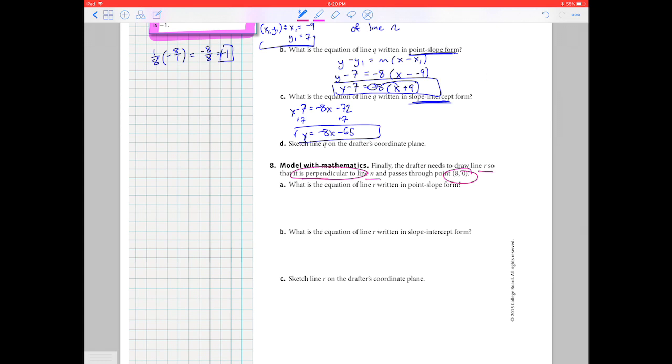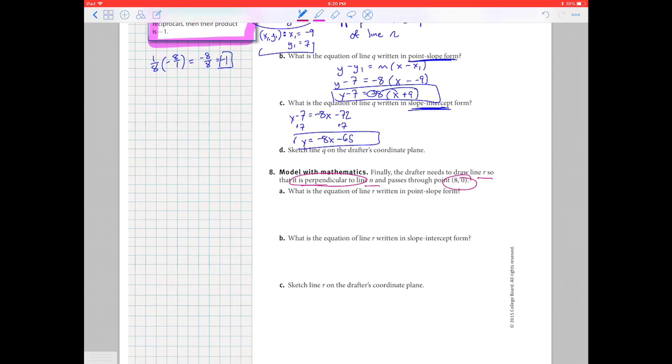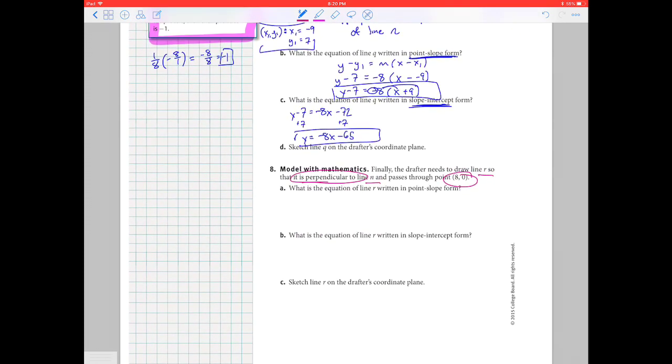All right, cool. I'm going to go through this real fast. Our original slope for N, we said, was 1/8. So again, we have the word perpendicular, so we need to find the opposite reciprocal. We already found that, and that's -8. But now we have a new point, (8, 0). So let's put this in point slope form real quick, that's y minus y1 equals m times the quantity of x minus x1.